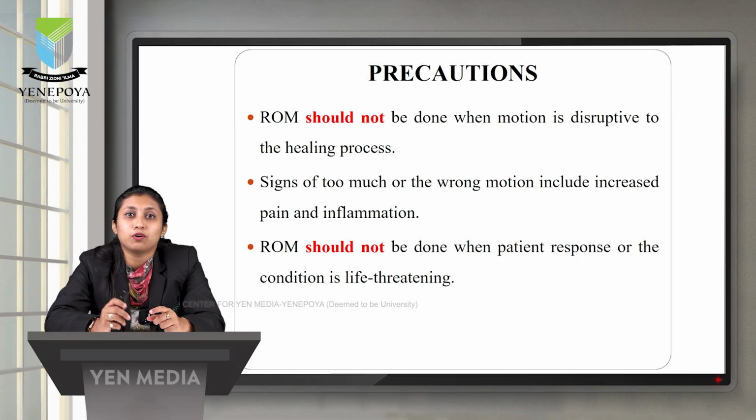Signs of too much or wrong motion include increase of pain and inflammation. Now, if you are not aligning or stabilizing the patient in the particular way that is supposed to be done while giving the range of motion exercise, you are doing a wrong motion or you are not helping your patient. So, that needs to be seen and cautioned enough. Whereas range of motion should not be done when the patient's condition is life threatening.